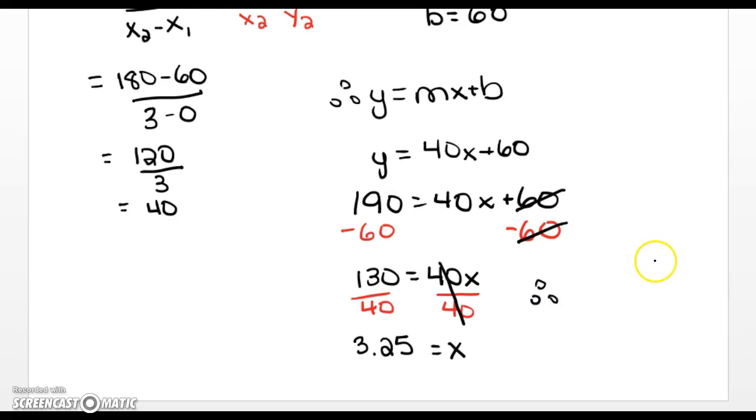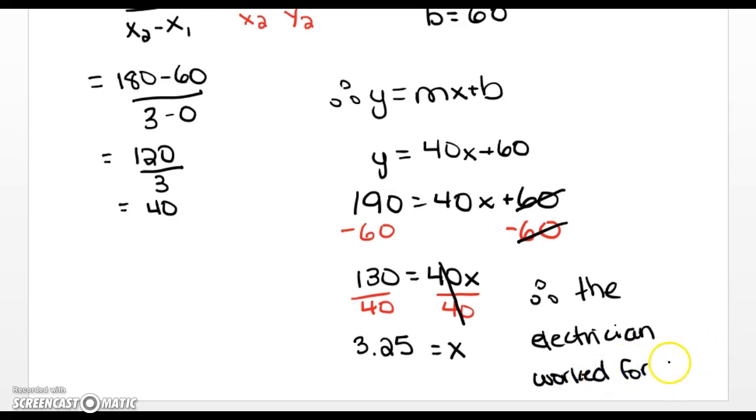This one here is a word problem, so we do need to write a sentence for this. So we can say the electrician worked for 3.25 hours.